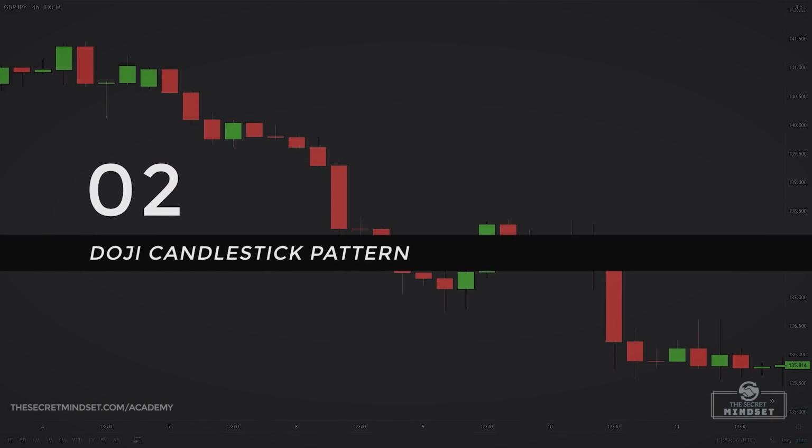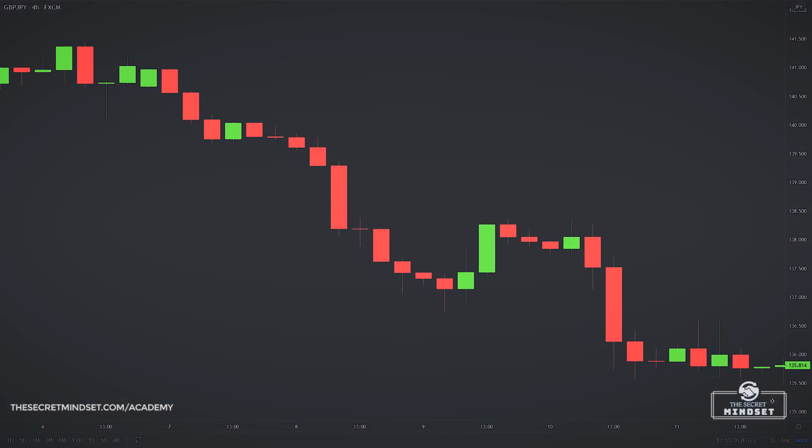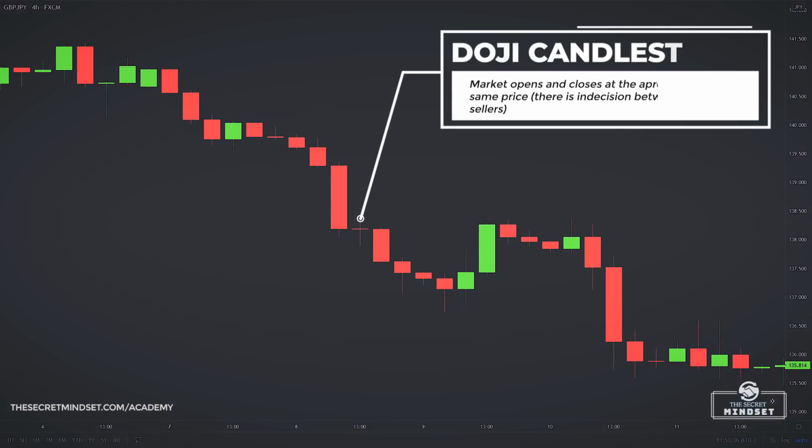The second pattern is the doji candlestick pattern. Doji is one of the most important Japanese candlestick patterns. When this candlestick forms, it tells us that the market opens and closes at the same price, which means that there is indecision between buyers and sellers. There is no one in control of the market.